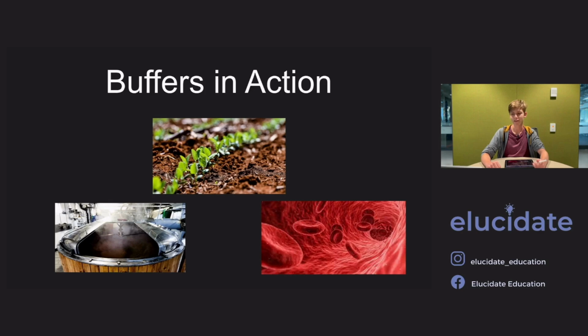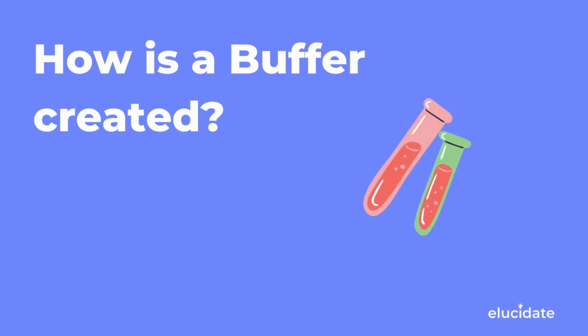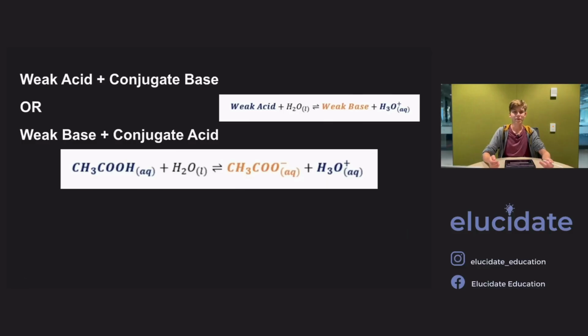Sometimes we want to be able to add an acidic or basic reagent without interfering with the overall pH of the system. Fortunately, we can make use of our understanding of how acids and bases work to create a buffer to control the overall pH of our chemical system. So how can we make a buffer?